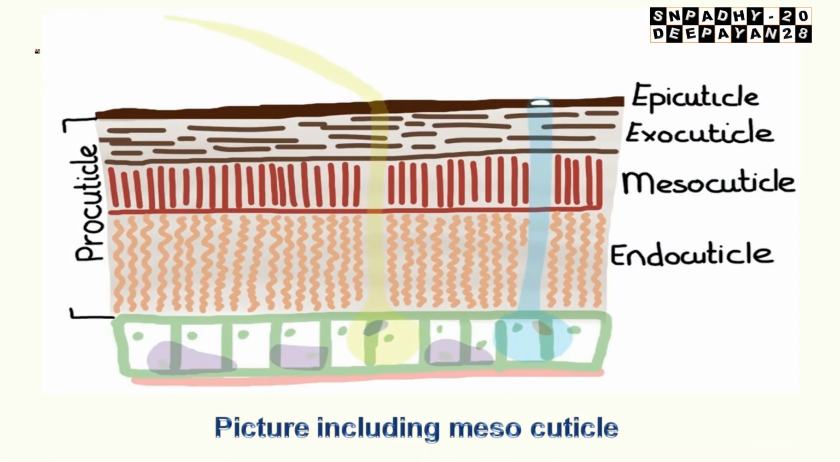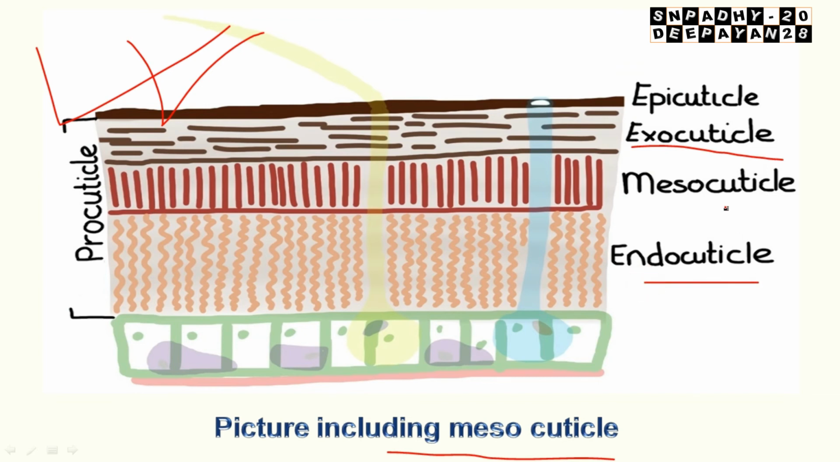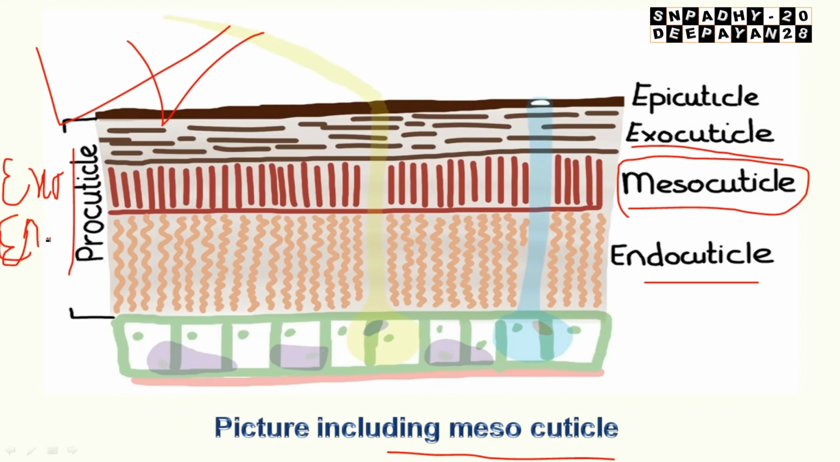Okay, this is a figure you see. This is an exception case. This is the picture which includes mesocuticle, which is present in between exo and endocuticle. Up to now, we understood exo and endo. But in case of some insects, as an exception, mesocuticle is also observed in between exo and endocuticle, but this won't come in the question.